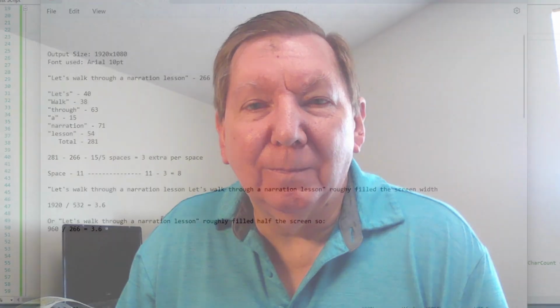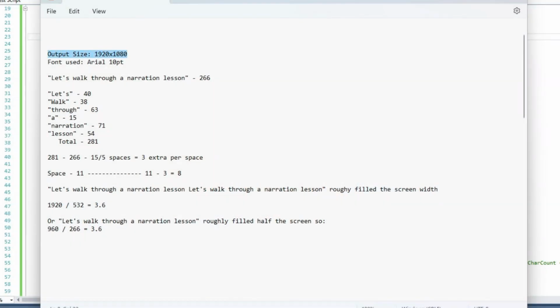So anyway, where did I get these numbers for the Arial 10? Let's take a look at that first. Our original project size was 1920 by 1080, and the font used was Arial 10 point. When we looked at the complete sentence, let's walk through a narration lesson, we found that that was 266 characters long. Then we looked at each one of the individual words. Let's was 40, walk was 38, through was 63, a was 15, narration was 71, and lesson was 54.